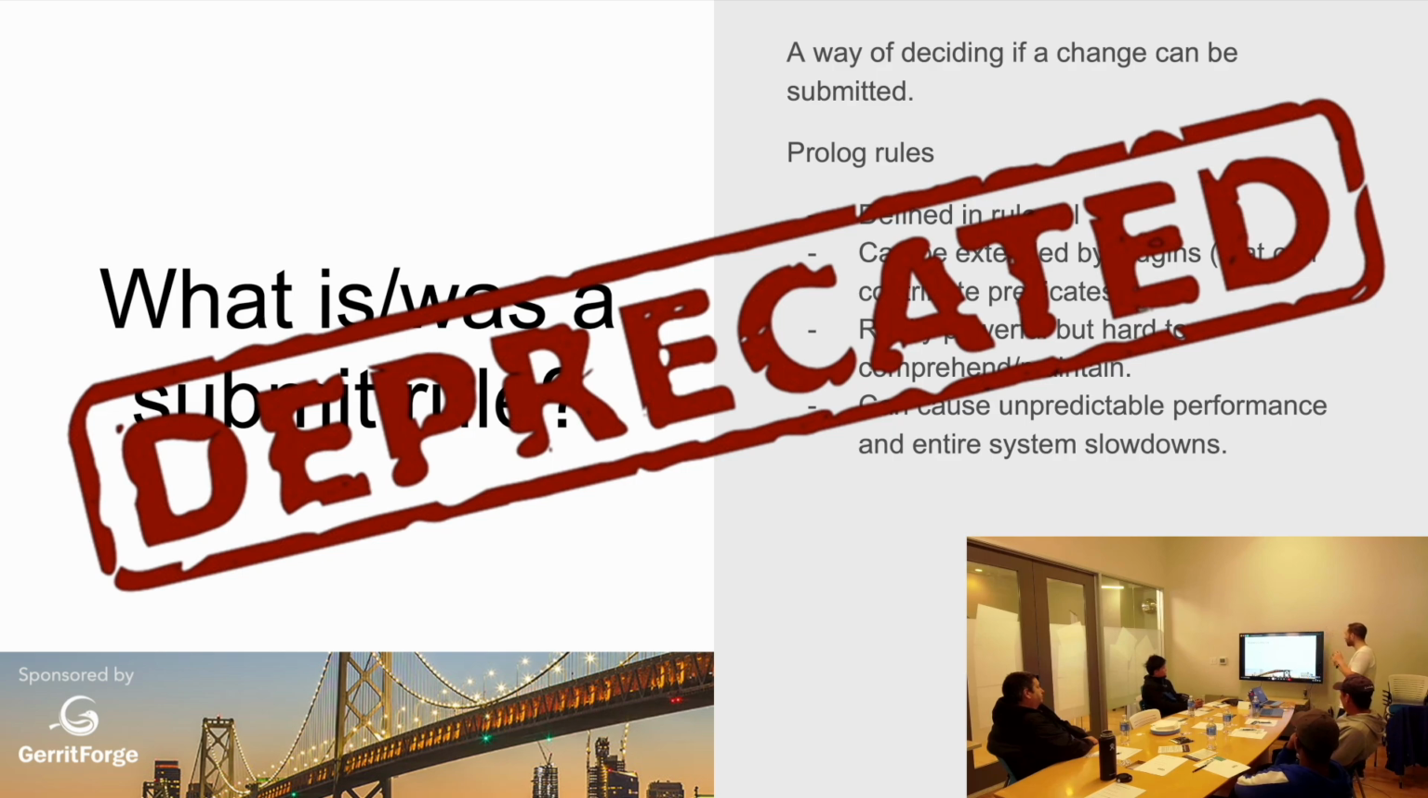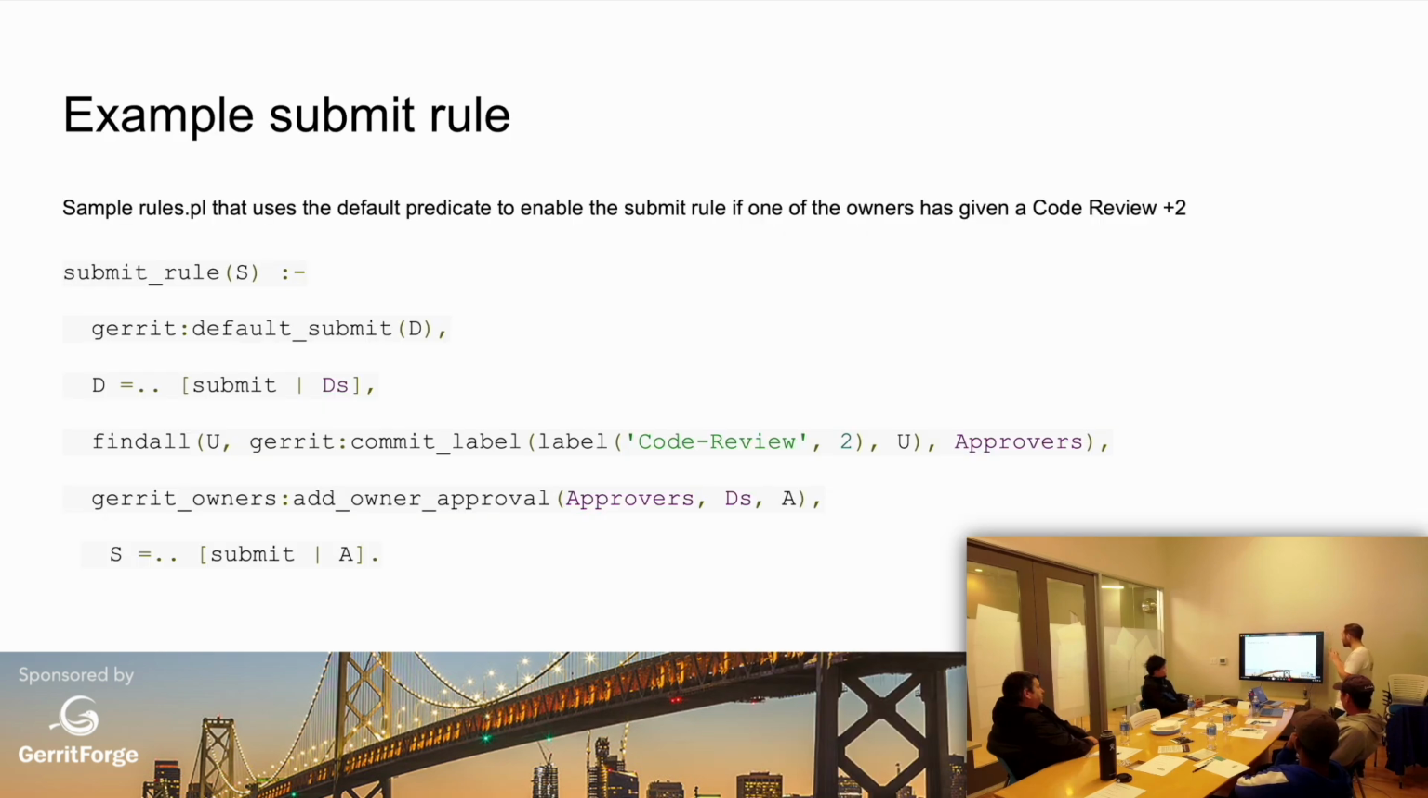So as promised, here is an example of a submit rule. Apparently, this is a really simple one. I took this just from the documentation. It's the first example you find. And apparently, it tells us that this is the default predicate to enable the submit rule if one of the owners has given a code review +2. I dare any of you to tell me that at a first glance of this. So yeah, again, just very confusing.